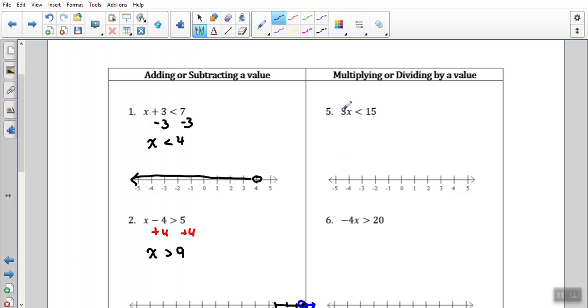Here, since it's 3 times x, we have to multiply both sides by 3. So 3 times 3 is 9x is less than, oh gosh, I did this completely wrong. Sorry. 3x, so we have to divide both sides by 3. So you have x is less than 15 divided by 3 is 5. Sorry about that, guys. Alright, so we go to my 5. We're going to put an open circle, and then we're going to shade on the left.